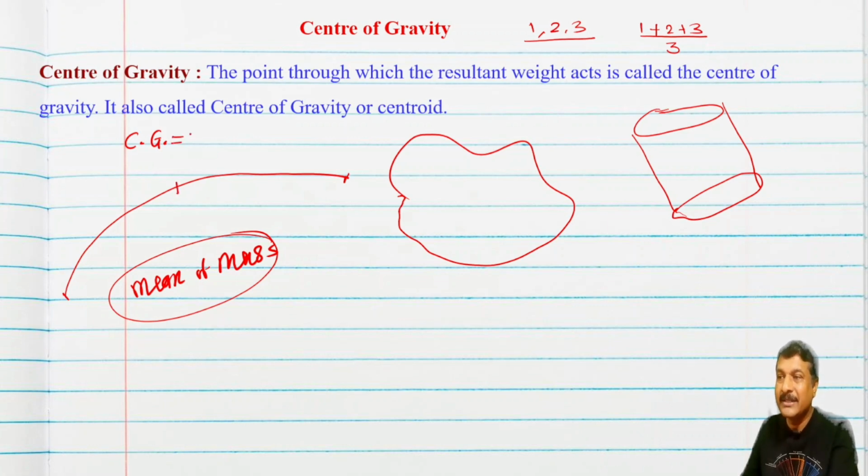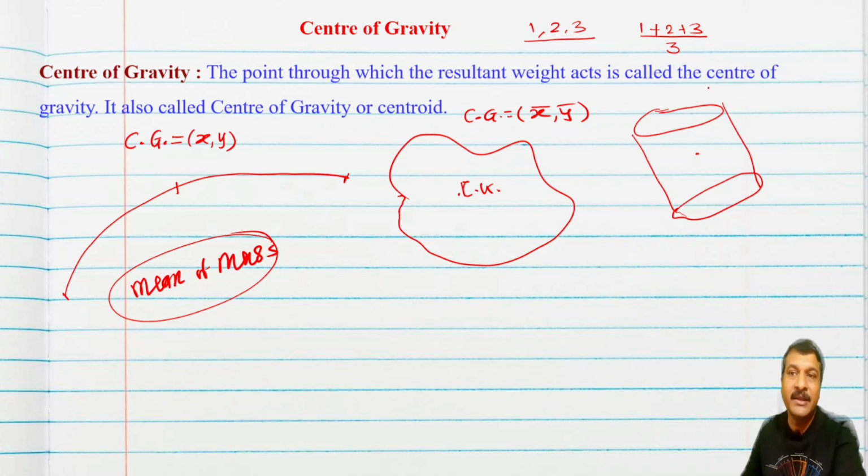If it is a line, or maybe here the center of gravity of a plane, it is a point, that is why x bar, y bar. Suppose this point is the center of gravity, and here this point is the center of gravity. If it is a three-dimensional figure, then definitely it is x bar, y bar, z bar. So mean of mass, note that.